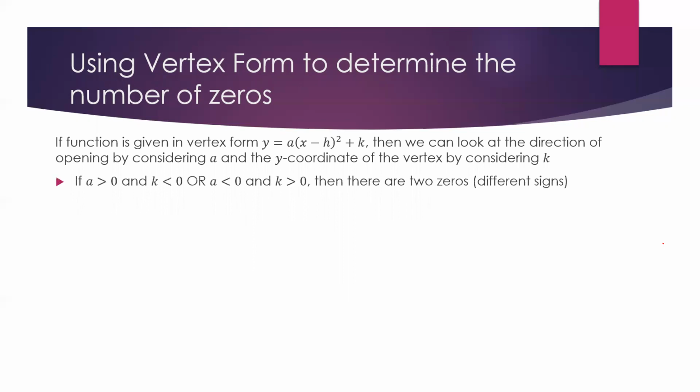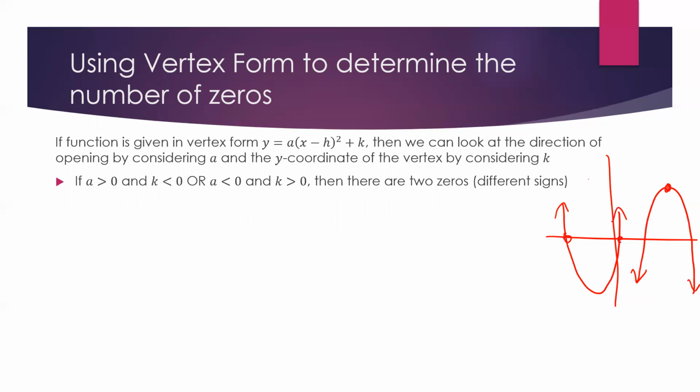So the rule here is that if the a value and the k value have different signs, so if a is opening up, and I'll draw a picture here for you, but the vertex is below the x-axis, then there's going to be two zeros. Or if a is opening down, and the vertex is above the x-axis, then there's going to be two zeros in this case, right? So when a and k have different signs, there's going to be two zeros. If a and k have the same sign, there's going to be no zeros.